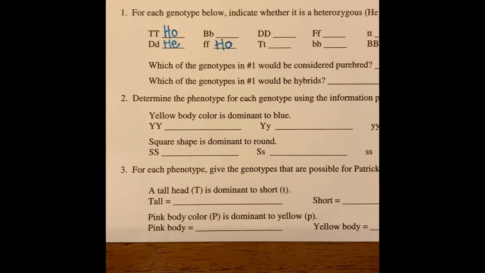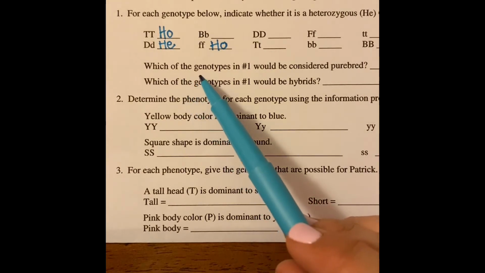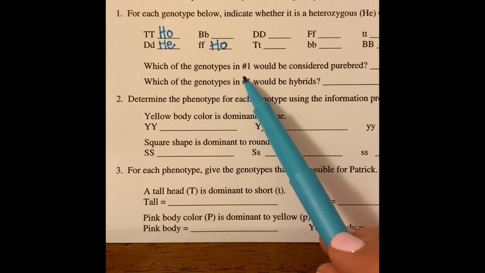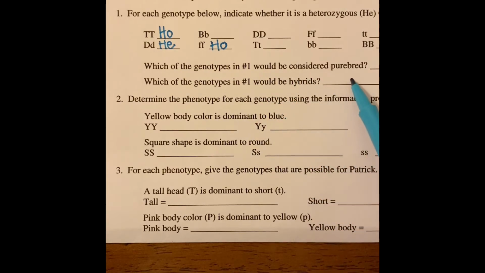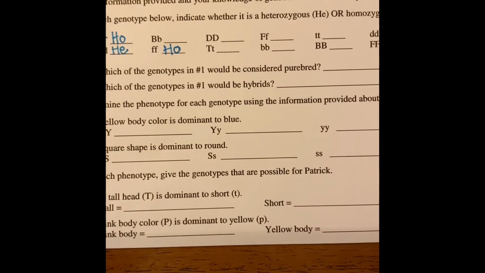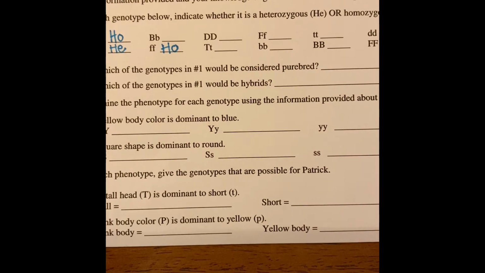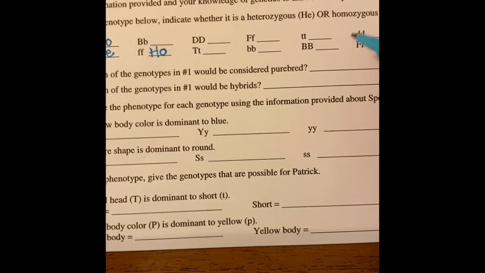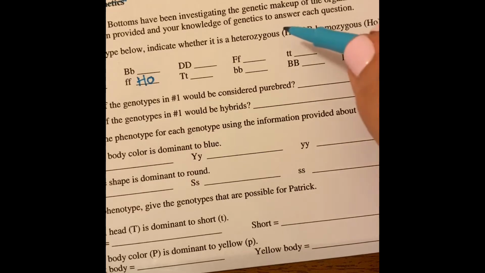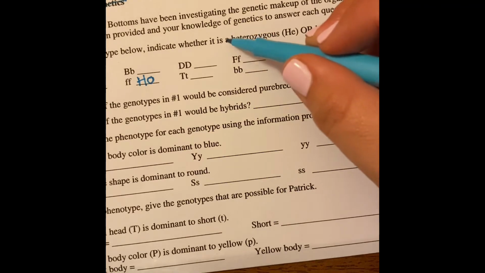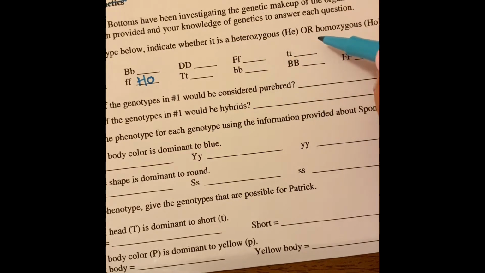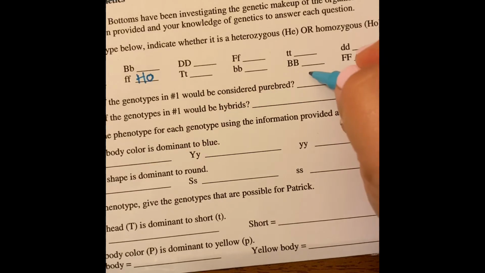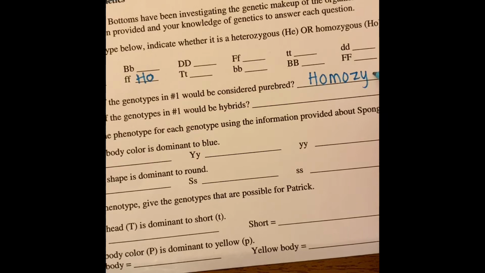The next question we come across, which of the genotypes in number one would be considered purebred? Now, when you think of purebred, think the same. Like someone who is purebred would have the same genetic heritage. So when we think of homozygous versus heterozygous, hetero means opposite, homo does mean same. So these would be our homozygous genotypes.